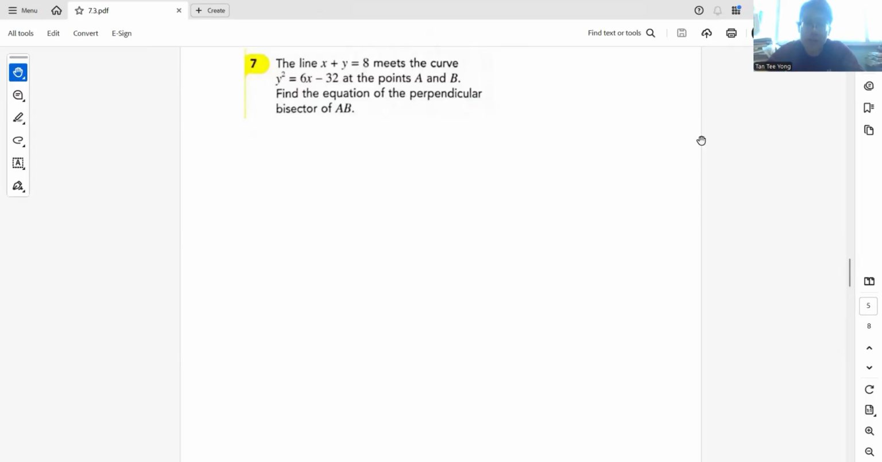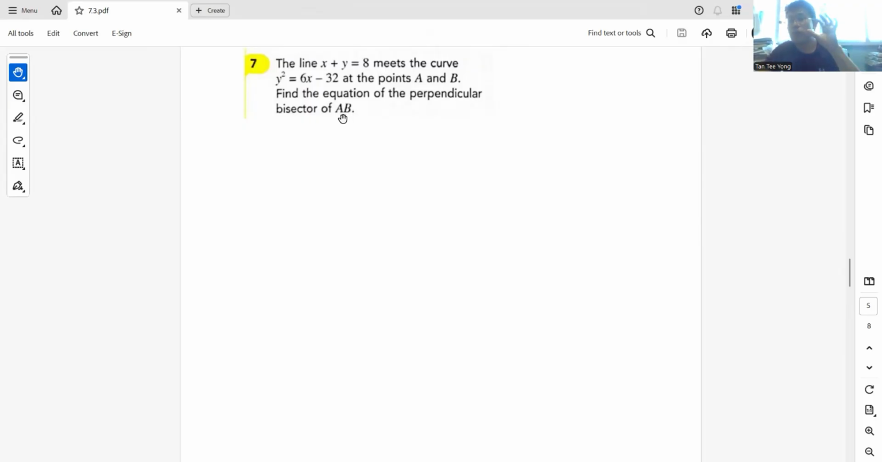Okay, let's go through question 7. So the line x plus y equals a meets the curve at the points A and B. In this case, they are not going to tell us what the coordinates of A and B are. So find the equation of the perpendicular bisector of AB.